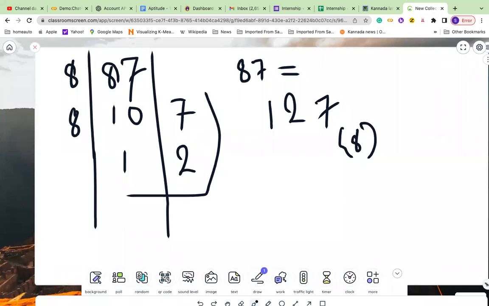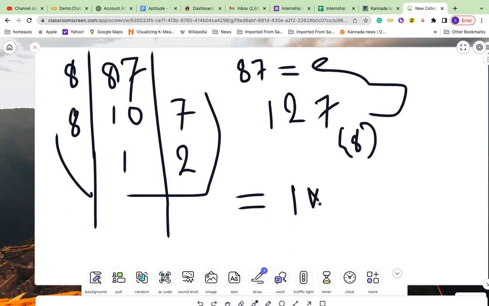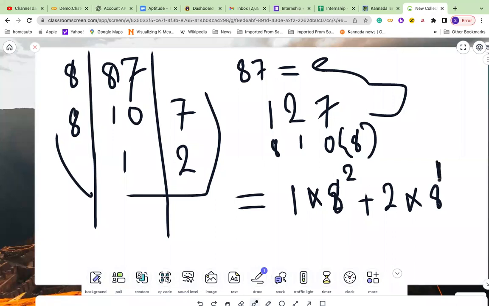So let us convert it back to the decimal number. How should I convert it to decimal number? Anyone? This number I have to get back to 87. Since here I divided, here I should be multiplying, same thing. Anyone can explain? 1 into 8 to the power of 2. Correct. Okay. 2 into 8 to the power of 1.